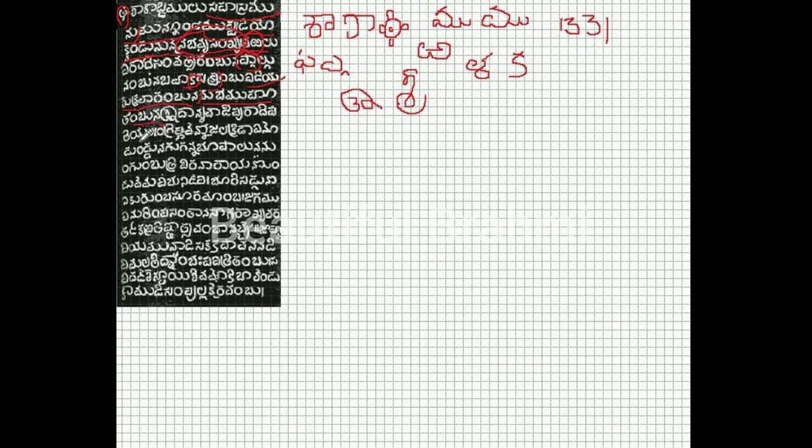Patiyung, Yung is a determiner. Krishna, Krishna. So over here, since it is a yung, the ka becomes ga. So it is Krishna.